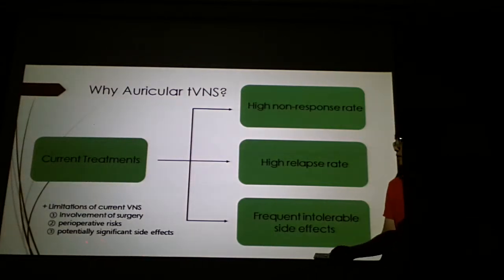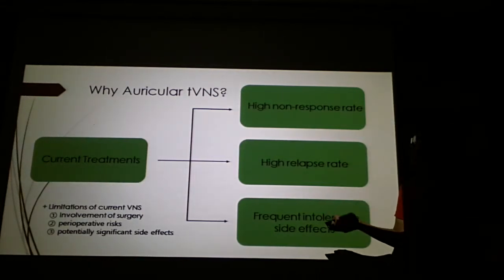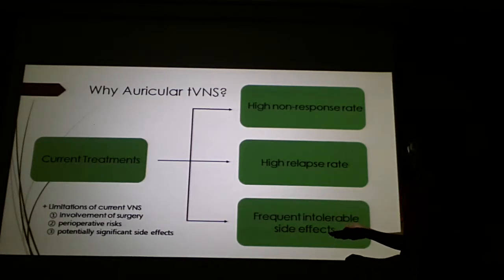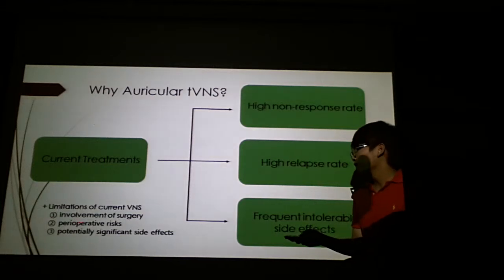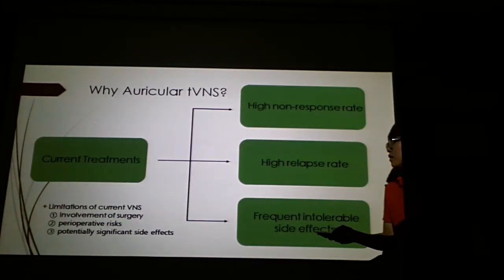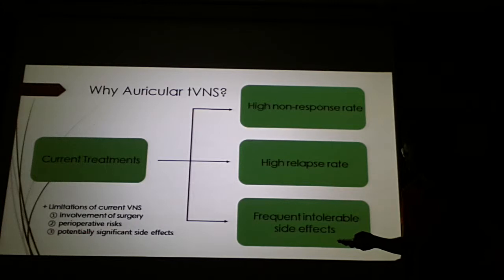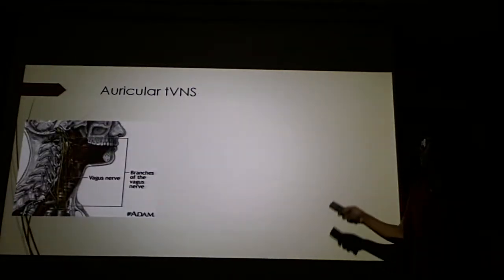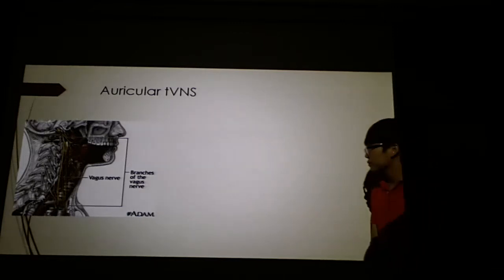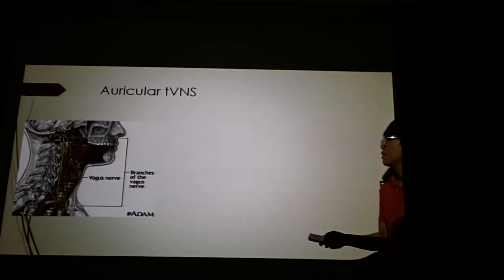And additionally, there is actually vagus nerve stimulation done in some hospitals, but these are not transcutaneous vagus nerve stimulation, so they involve surgery, and because it involves surgery, there are perioperative risks and potentially significant side effects. So these are the limitations of current vagus nerve stimulation, and auricular TVNS shows the answer for this.